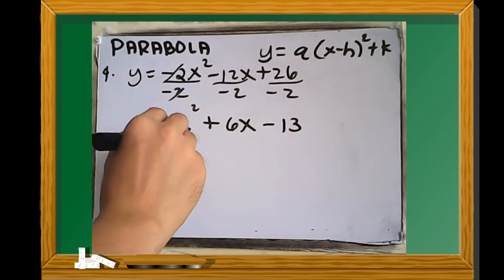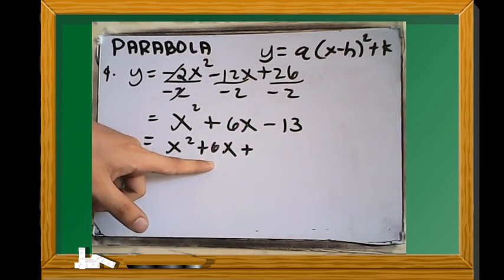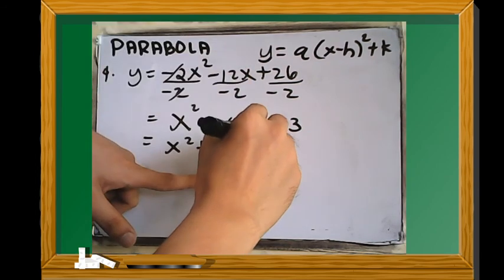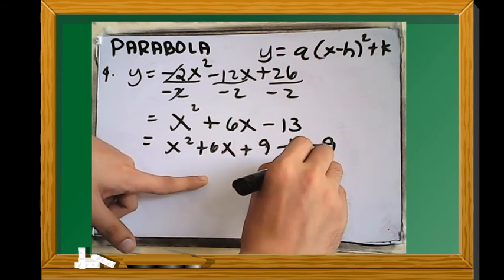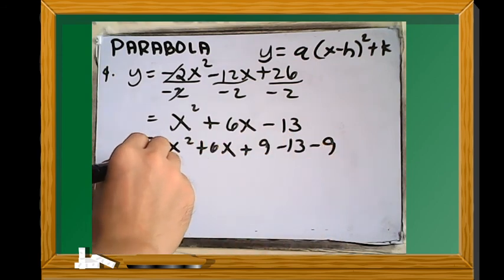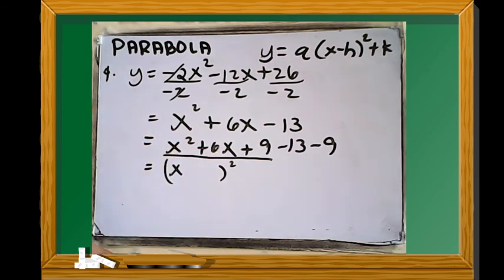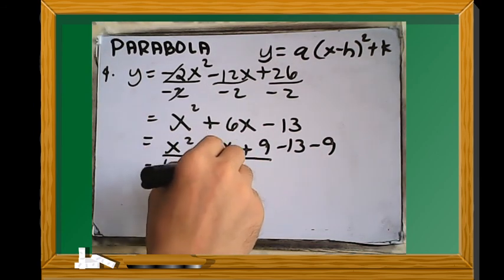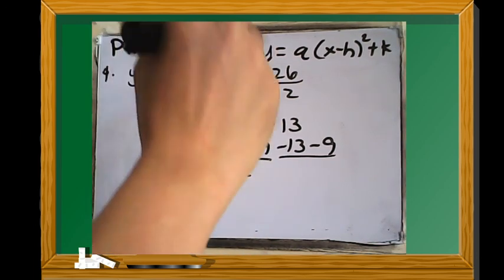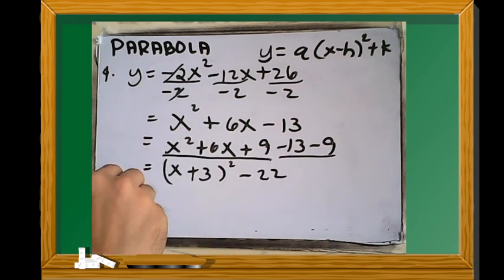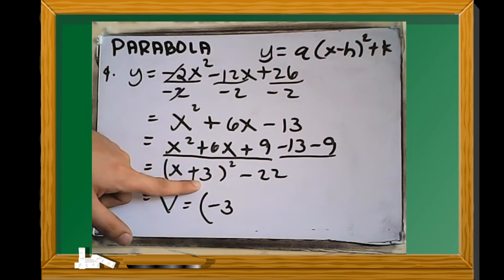So perfect square trinomial, x squared plus 6x plus 3 divided by 2, 6 divided by 2 is 3. 3 multiplied by 3 is 9. Minus 13 minus 9. Nag-add tayo dito ng 9, so we will subtract 9 here. And then, kunin natin to, x, labas natin square. 6 divided by 2 is positive 3, so plus 3. And then, negative 13 minus 9 is negative 22.